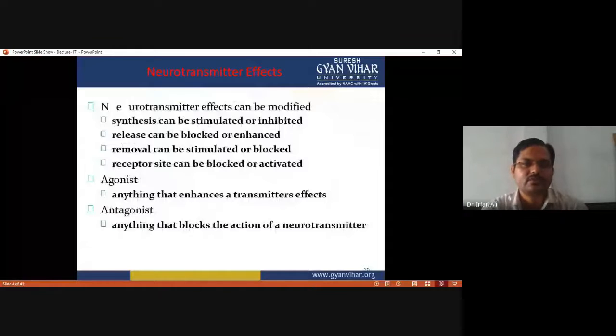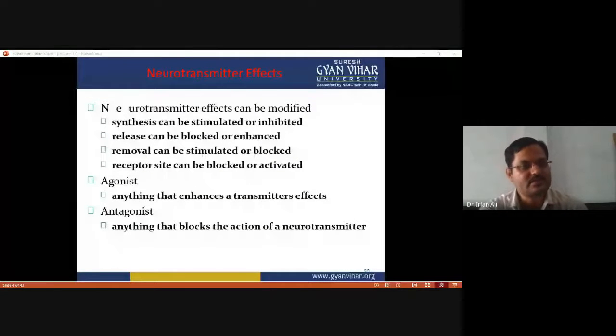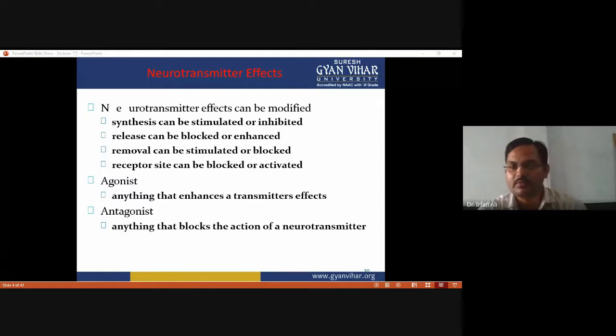If we talk about the general properties of neurotransmitters, the neurotransmitter effect can be modified on the basis of mechanism. First, the synthesis can be stimulated or inhibited. When the synthesis is stimulated, nerve impulse conduction takes place. When the synthesis is inhibited, nerve impulse conduction cannot take place.